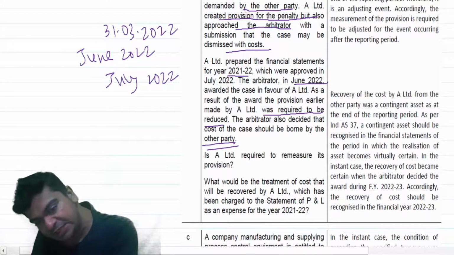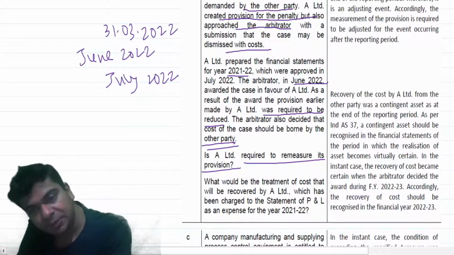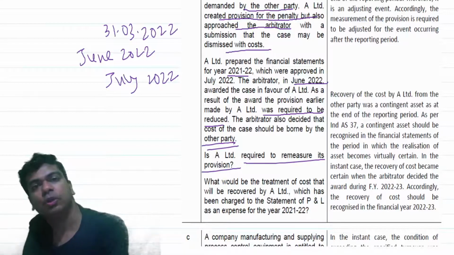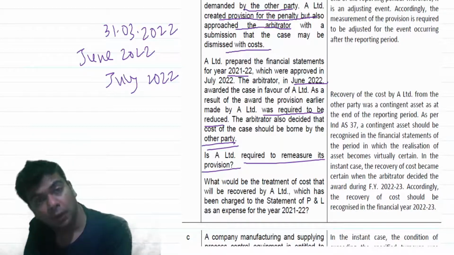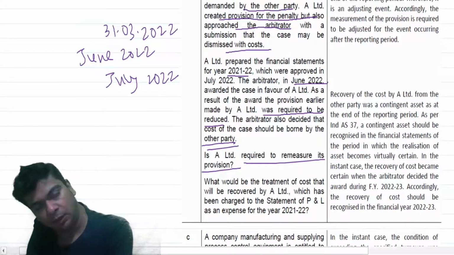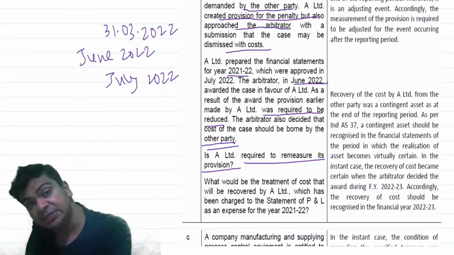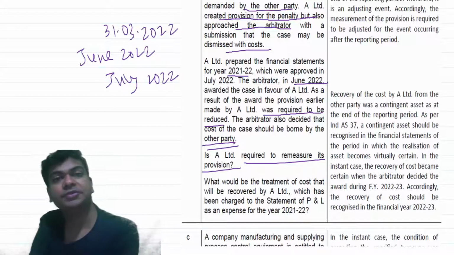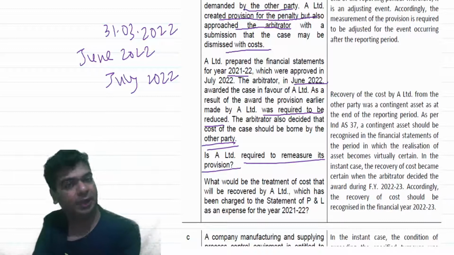That's the first question. Is A Limited required to remeasure the provision? What do you say? Was the lawsuit existing on the reporting date? Answer is yes. Were you knowing on the reporting date that some penalty will be payable? Answer is yes. You are now supposed to pay lower penalty. Isn't this giving you information about circumstances prevailing on the reporting date? I believe the answer everywhere is turning out to be yes.